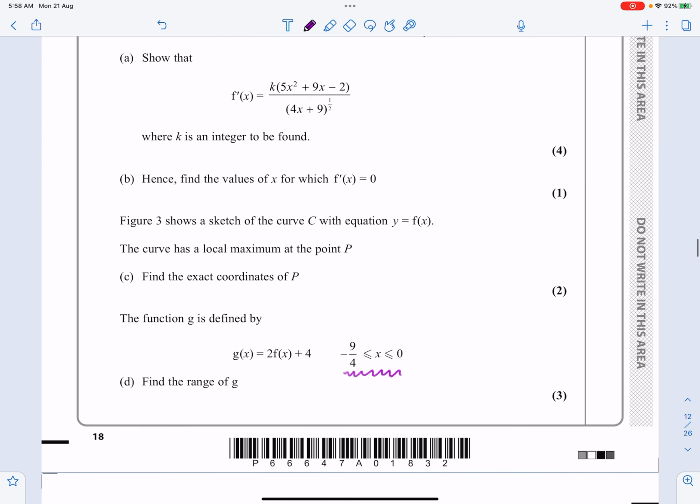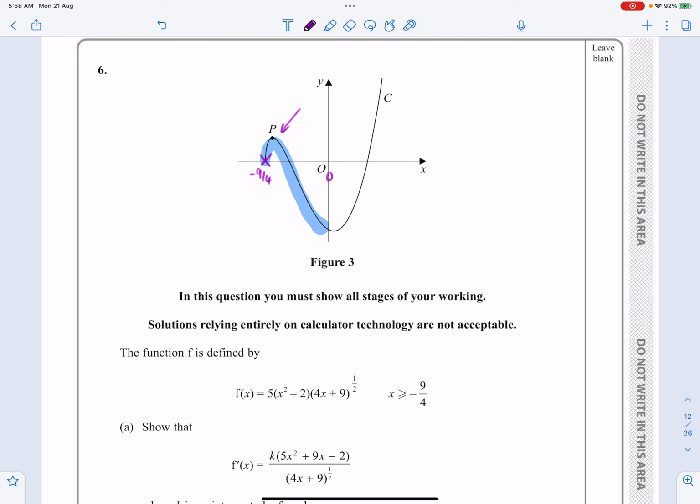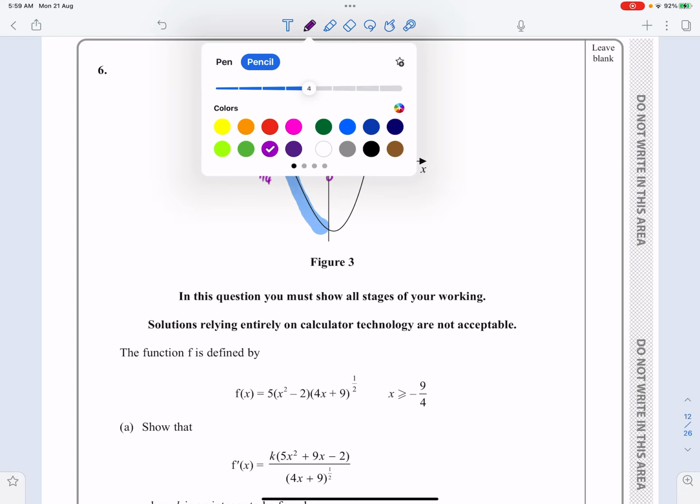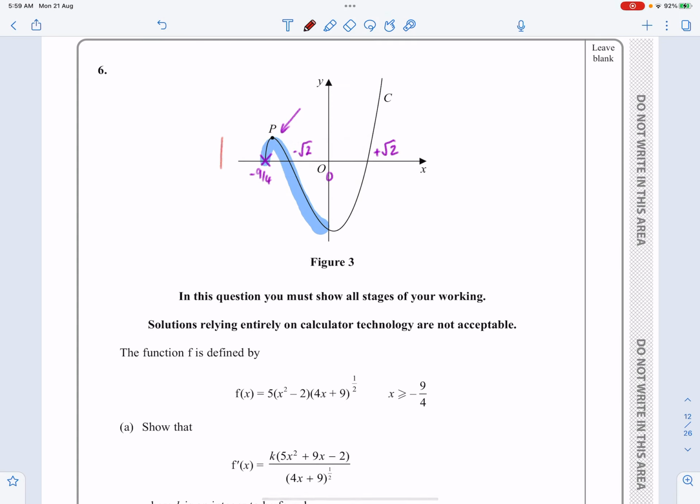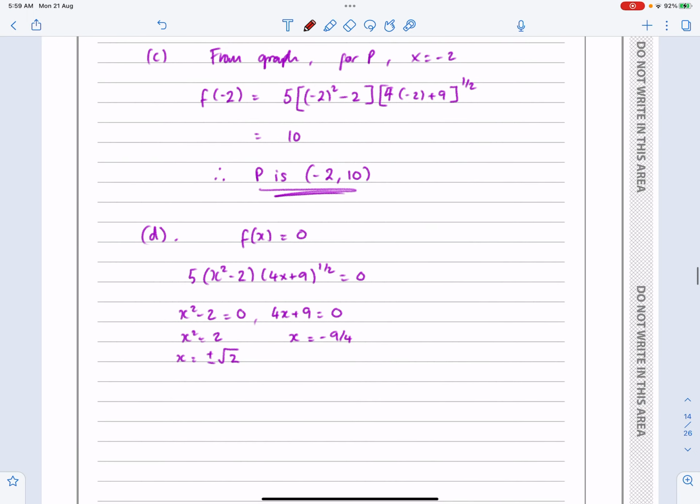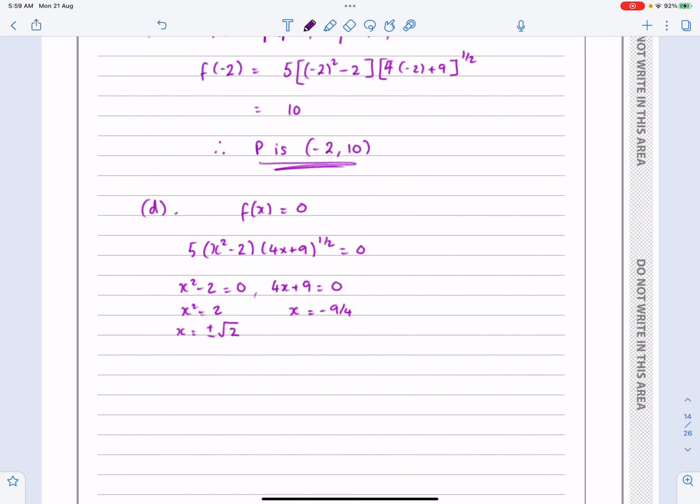So why was I doing all that? Just to remind you what I'm doing here. What I'm now saying is that that's minus 9 over 4, this is minus root 2, and this is plus root 2. But they're now saying that my function, before I start messing around with it, I'm going to work out the range of those values, and then I'm going to multiply by 2 and add 4 on, because that's what we're doing to our function.